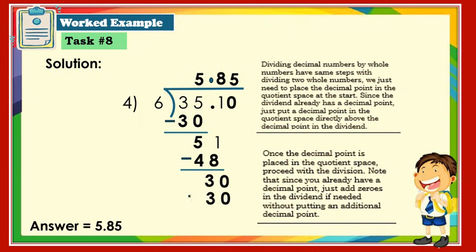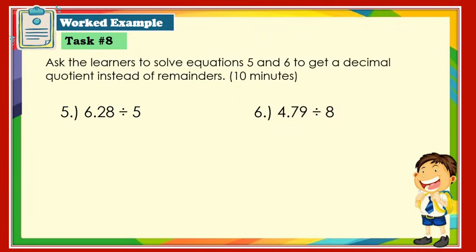Return to solve the equations number 5 and 6 to get a decimal quotient instead of remainders. So you'll be given 10 minutes to do this. Let's solve together the equations number 5 and 6 to get a decimal quotient instead of remainders. So the first one is 6 and 28 hundredths divided by 5.